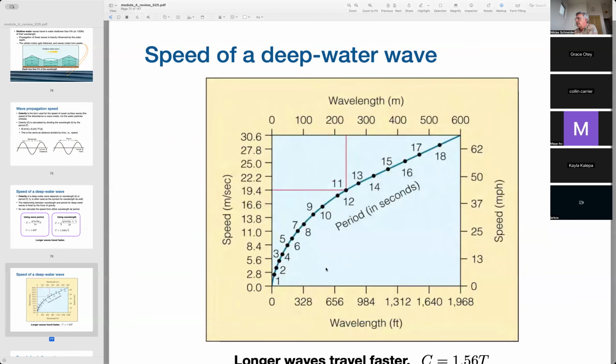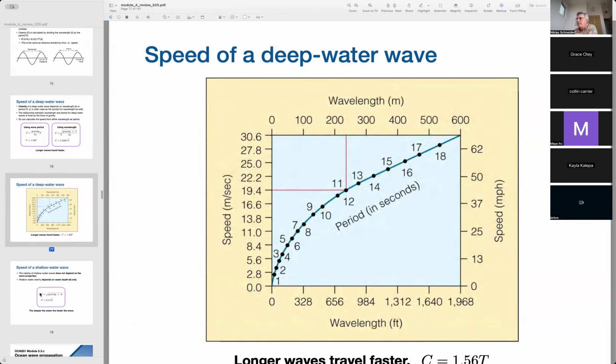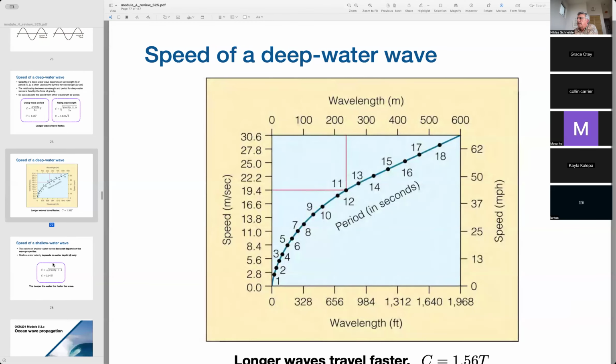And if you look at the relationship with the wavelength, it is nonlinear. It looks like a square root, and you see that overall the speed of the waves increases as the wavelength becomes longer. The speed is higher here than here. And if you look at these numbers here, 1, 2, 3, 4, 5, this is the period in seconds, the speed of the waves becomes larger as the period becomes longer. Okay, this is for the deep water waves.